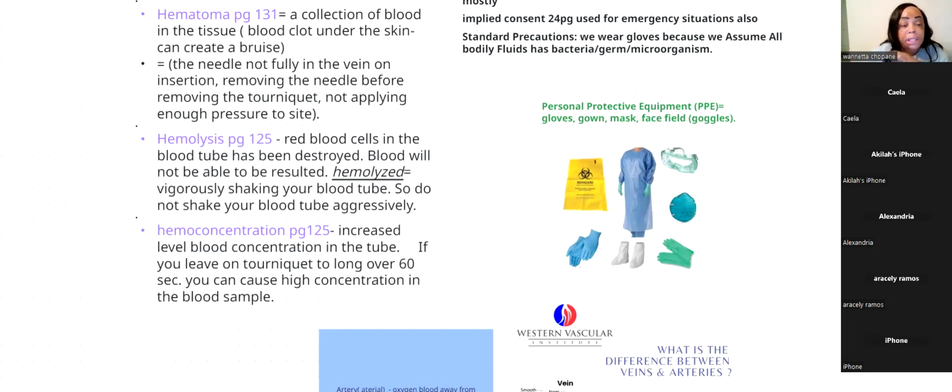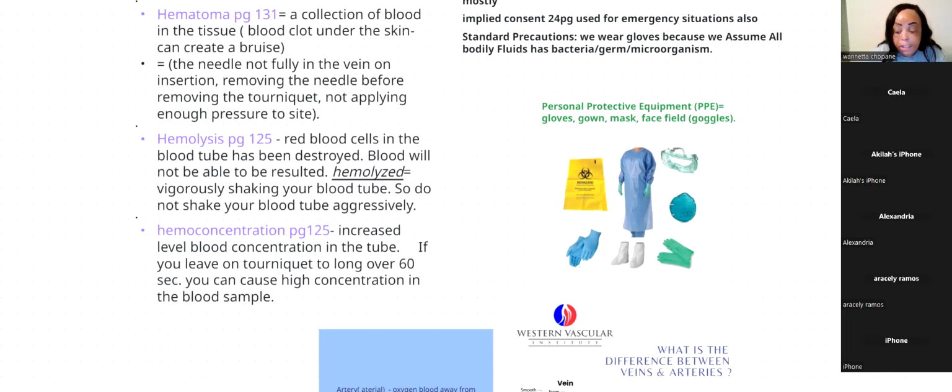Know that hemolyzed means the red blood cells have been destroyed in that sample, and your blood can be hemolyzed if it's vigorously shaken, okay? Hemolysis and hemolyzed mean the same thing. Hemolysis is the term, and hemolyzed is the term in past tense because now the red blood cells have been destroyed. So the samples have been hemolyzed, okay? And that is explained also in your book on page 125. Hemolysis is the destruction of red blood cells.